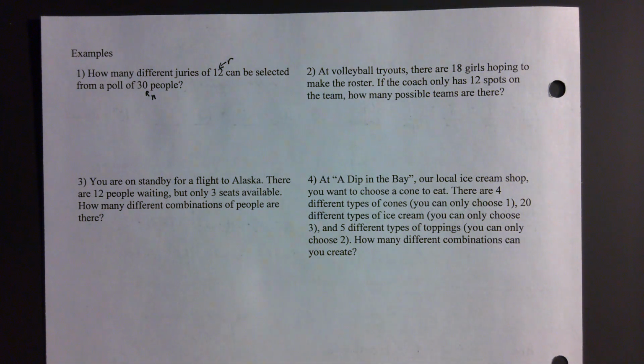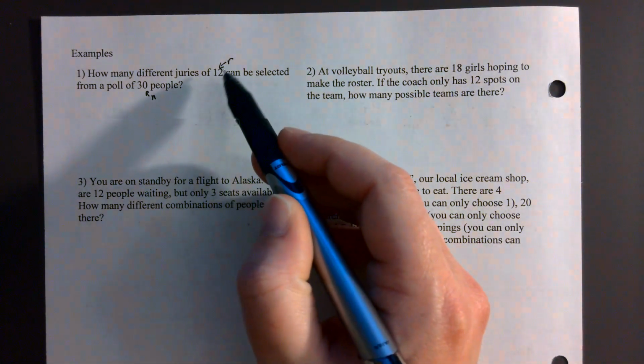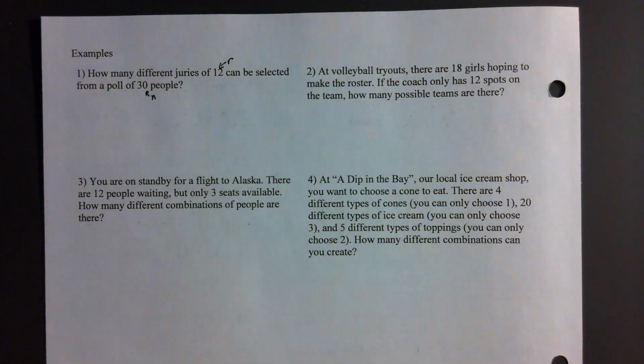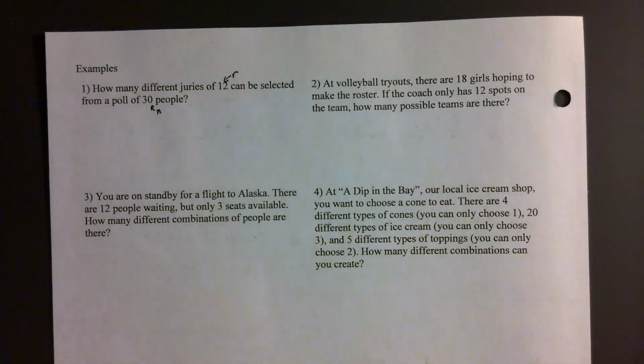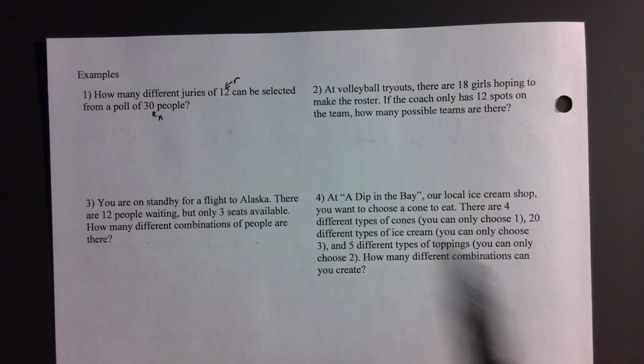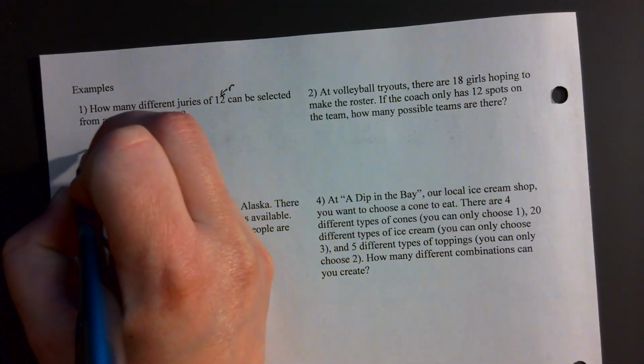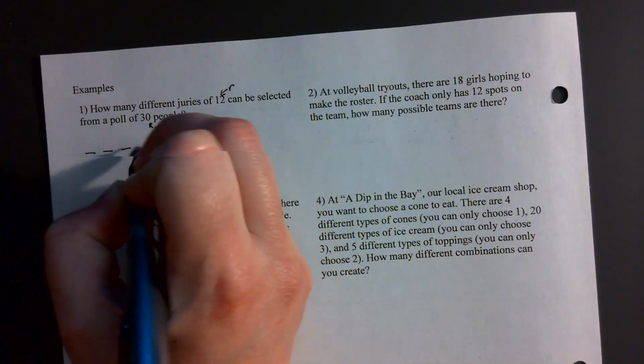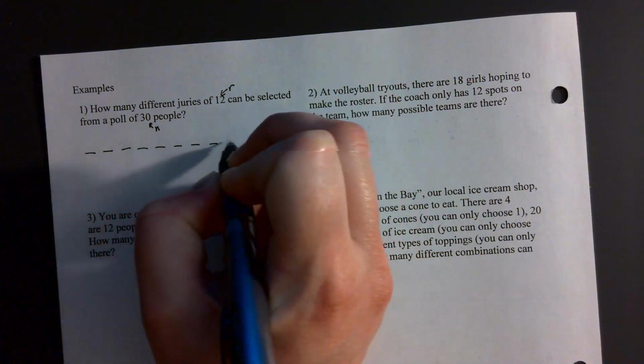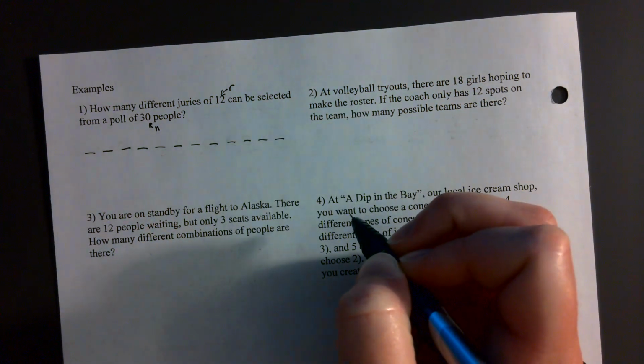So how many different juries of 12 can be selected? Once they're in that group of 12, it doesn't matter how I picked those 12 people, they're going to be on the jury out of the 30. So to figure this out, I'm taking the number of permutations and dividing out my repeats, or our R factorial. That's all we're doing. I have 12 options: 1, 2, 3, 4, 5, 6, 7, 8, 9, 10, 11, 12.